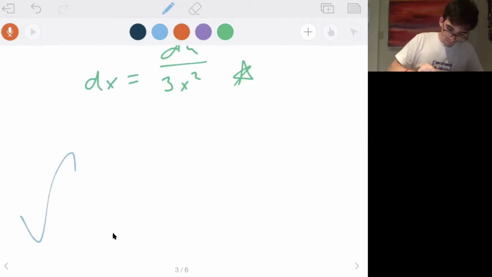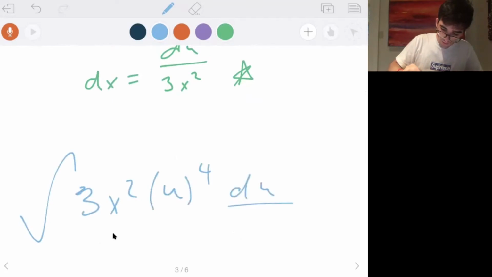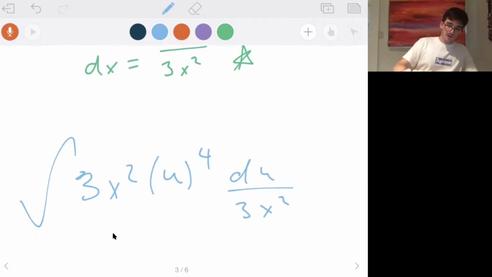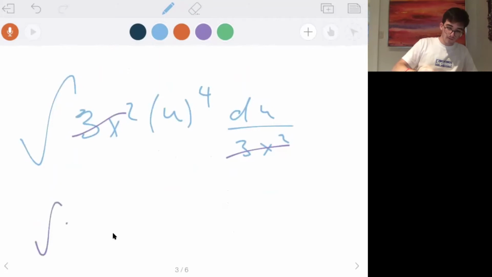We have 3x squared u to the 4th du over 3x squared. Okay, now what we can do is cross out those 3x squareds, and we're just left with the integral of u to the 4th du. Okay? To integrate that, we'll just get 1 over 5 u to the 5th plus c.